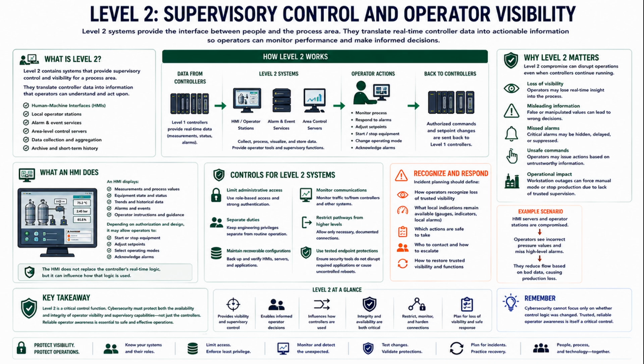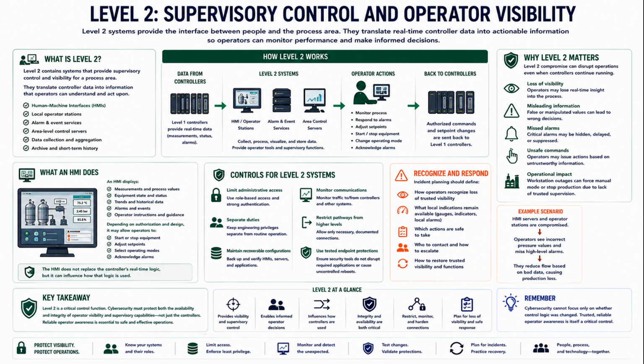Depending on authorization and design, it may also allow an operator to start equipment, acknowledge alarms, adjust a set point, or select an operating mode. The HMI does not replace the controller's real-time logic, but it can influence how that logic is used. Level 2 compromise can affect operations even when field controllers remain intact. Operators may lose visibility, see misleading values, miss alarms, or issue commands based on untrustworthy information.